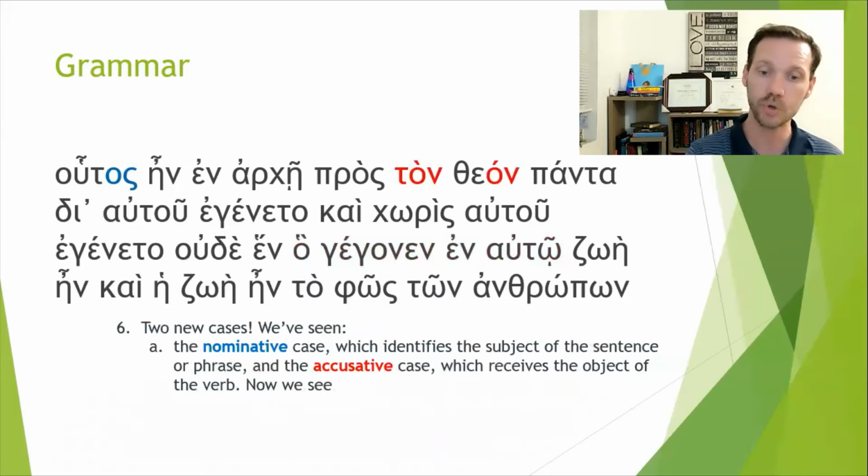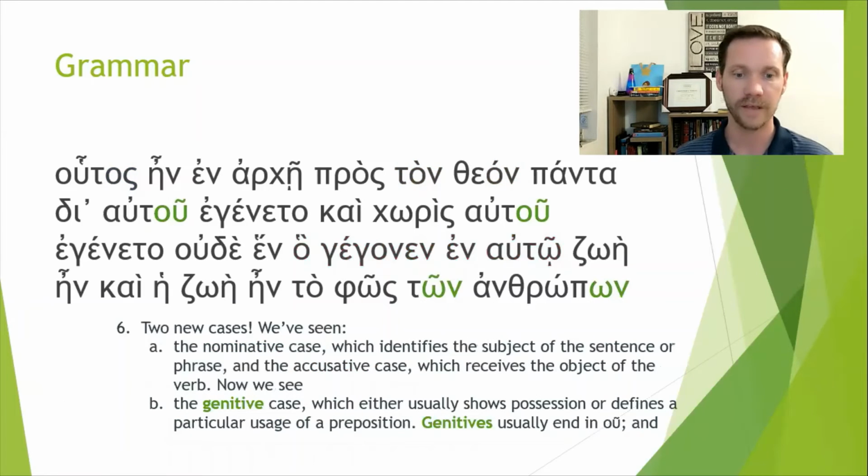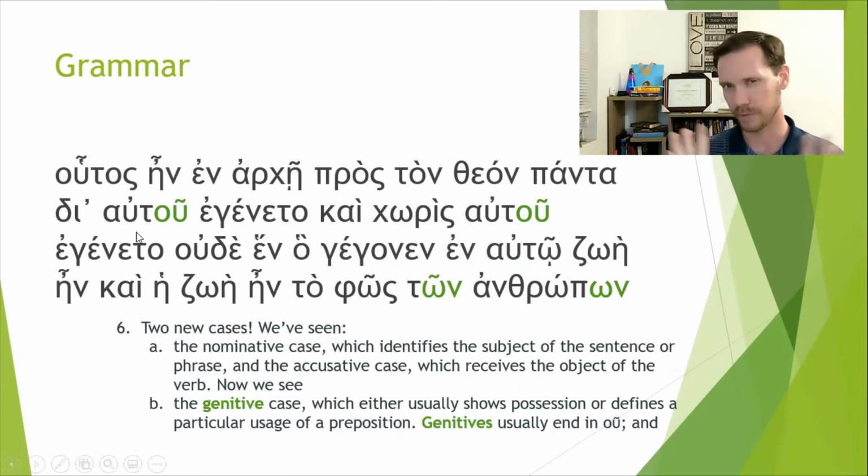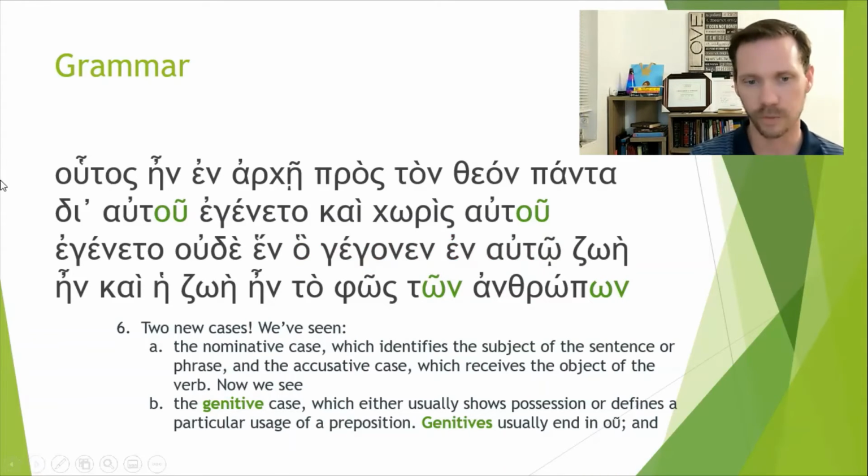Well, now we have two new cases. Now we have what are called the genitive case, and we're also going to see the dative. The genitive case is used normally to show possession or show origin. It's going to end typically in an omicron upsilon, as I have it here in green, or an omega nu, as we have it in the bottom two. So autu and anthropon, those are genitive. So in the case of autu, through him, we'll talk about genitives and prepositions later, but for now, that was made through him, but then apart from him, because again, prepositions.